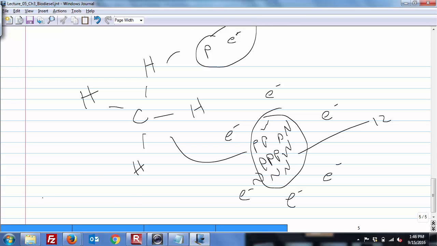So methane, you've got 1 carbon and 4 hydrogens. So the molecular weight just equals 4 times 1 plus 1 times 12 equals 16. So the molecular weight, or atomic weight, what have you, of methane is 16.